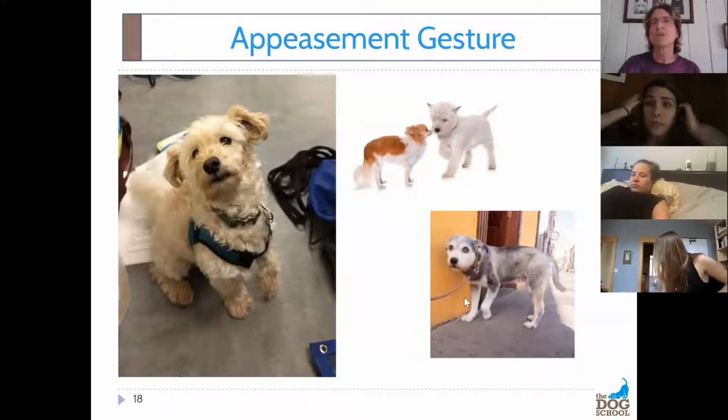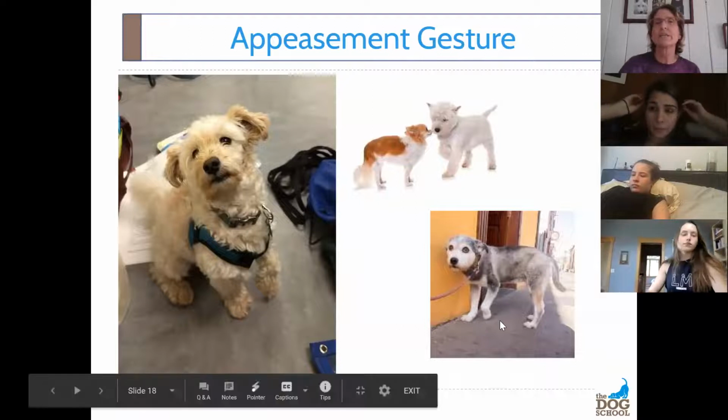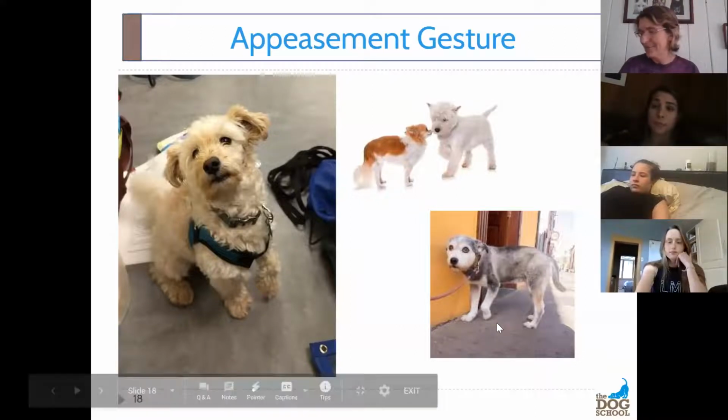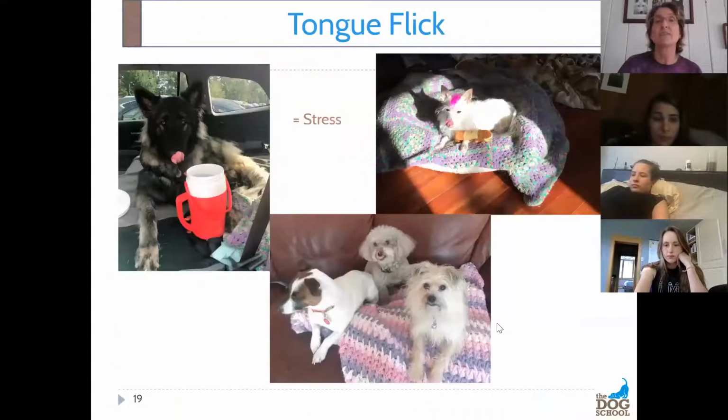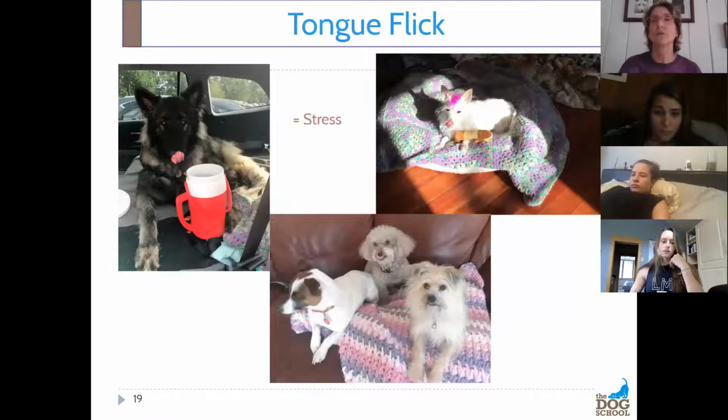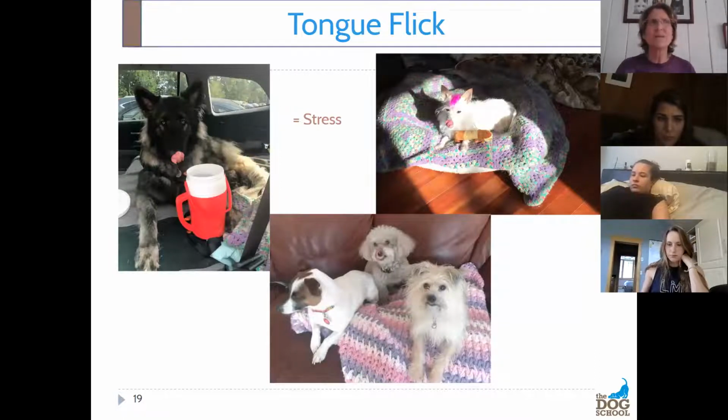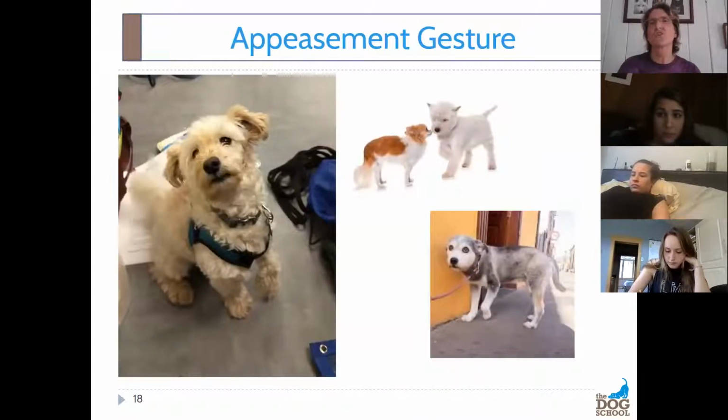So you get appeasement gestures in a variety of situations. They're not nearly as common as tongue flicks. So when I talked about tongue flicks, I talked about how once you start taking pictures of your dog or you start looking for it, you will unfortunately see tongue flicks all the time. I'm constantly looking at pictures going, why is he doing a tongue flick? Whereas when you're dealing with appeasement gestures, you can see them in a ton of different situations.